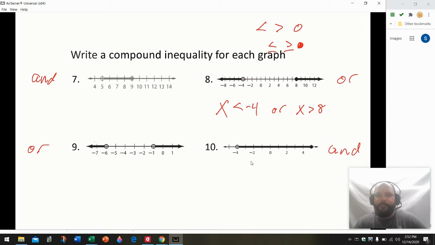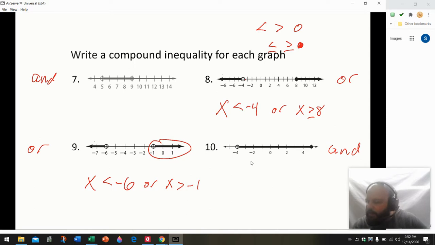And it's that easy. Okay, and that's not greater than. It should be greater than or equal to because it's a solid dot. Not sure why it erased both of those, but that's what it should be. Okay, let's go over to this other OR, which is number 9. You can see this one says X is less than negative 6 because it's on negative 6 and it's shaded to the left. And then the other part, or X is greater than negative 1. And that's what this part says.